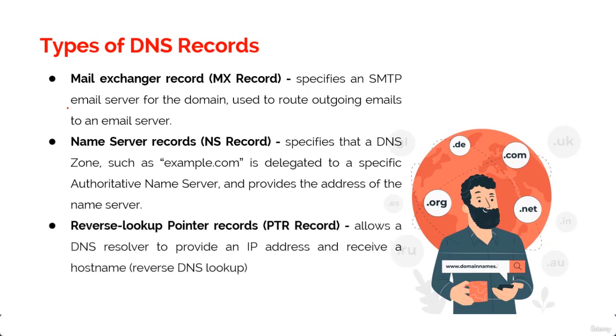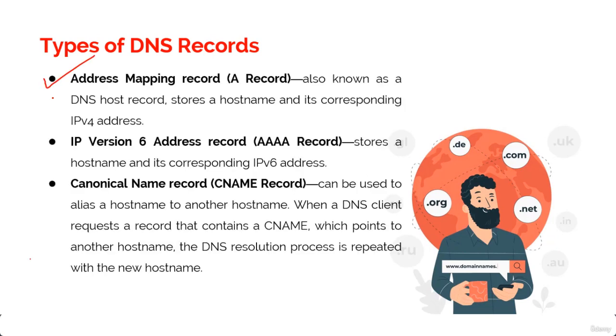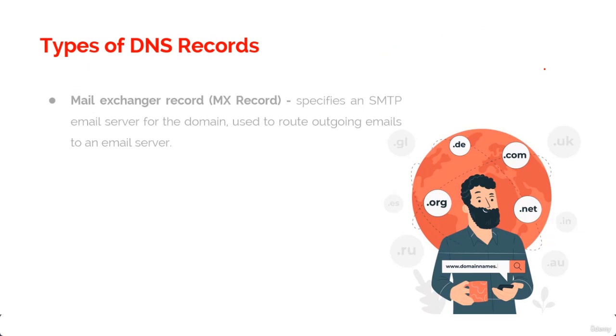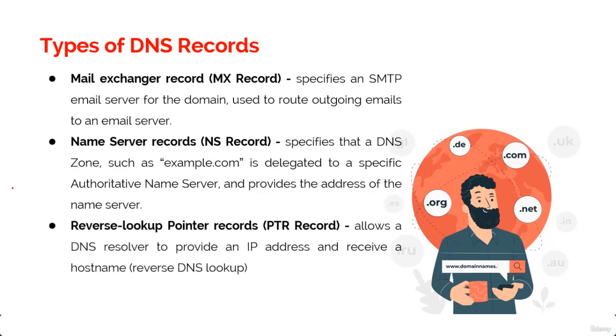Reverse lookup pointer records allow a DNS resolver to provide an IP address and receive a host name. So what an A record does basically is you give the name and it will return an IP address. But in the case of this reverse lookup pointer, you give an IP address, so it allows the DNS resolver to provide an IP address and receive a host name. So it's a vice versa process.